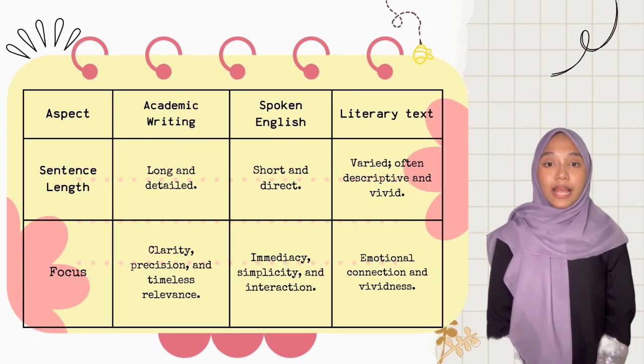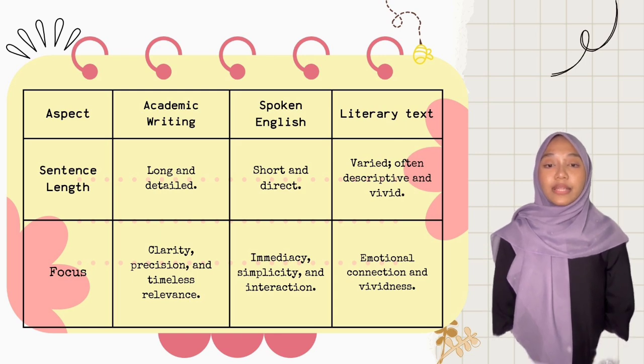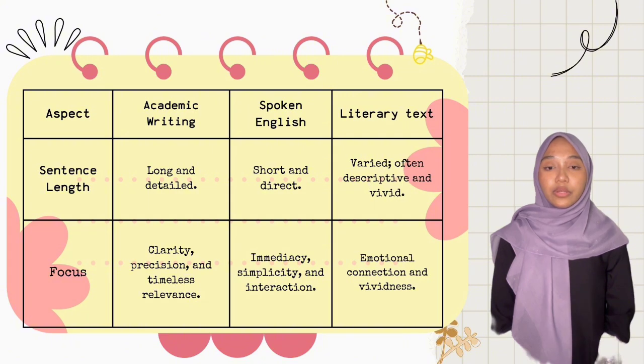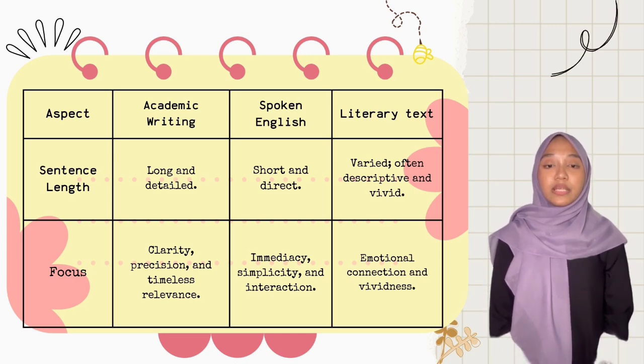For the sentence's length, the difference is academic writing sentences are often long and detailed, reflecting the structured nature of scholarly work. Its focus is on clarity, precision, and timeless relevance. Spoken language sentences are short and direct, designed for quick and clear communication. As for the focus, it's immediacy, simplicity, and interaction. And the last one is literary text. Sentences are varied and descriptive, aligning with the author's stylistic choices, focusing on emotional connection and vividness.